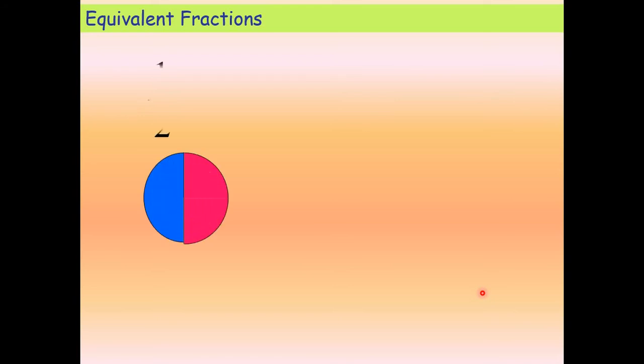So now let's look at equivalent fractions. Equivalent just means the same. Equivalent fractions are fractions that are written differently but mean the same thing. So here we've got a pizza. We're back to pizza. Imagine we've cut it down the middle. We've halved it. We've got one piece here and one piece here. We've halved this pizza, but we can write this another way.